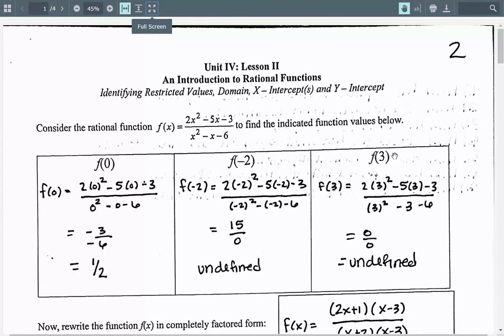Something similar happens when we substitute 3 into the function. But this time we get 0 in the numerator and denominator. We'll learn that this is an indication of a hole in our graph at x equals 3. So we have two values for which the function is undefined. We will remove -2 and 3 from our domain.